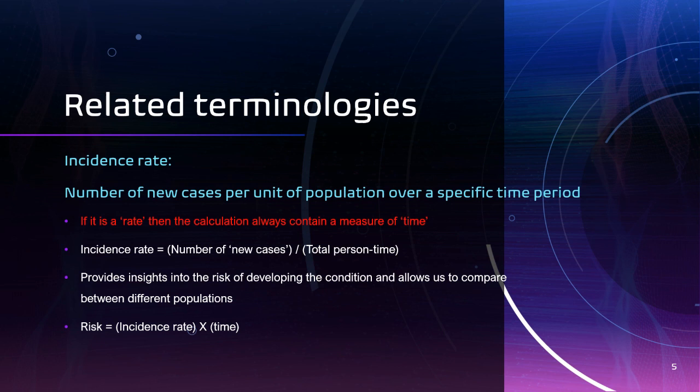Incidence rate, as it indicates, should contain the time in the calculation. Because if it is a rate, it indicates the need to include a measure of time. The incidence rate is a more accurate estimate of the rate at which the outcome develops. Epidemiological studies that intend to calculate incidence often follow groups of people as they move through time. Therefore, the denominator is actually a combination of the number of people and the amount of time.